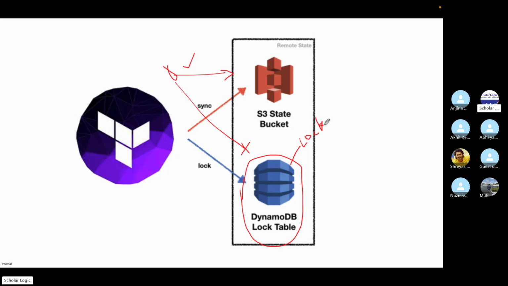So this will create a table. This will create a lock and put it in a particular DynamoDB table. As long as the table is locked, the other person will not be able to run the pipeline. So these two things are important: one is the S3 bucket and another one is the DynamoDB table. These two will be provisioned before running the pipeline.